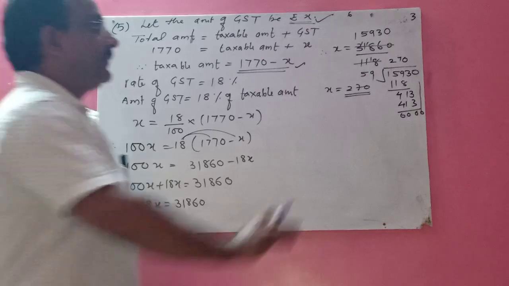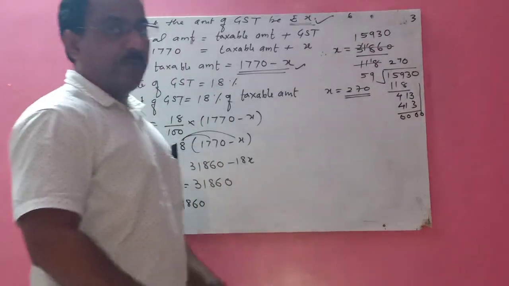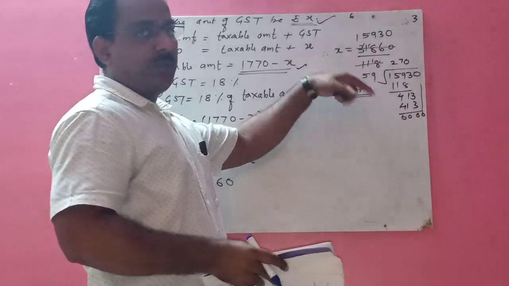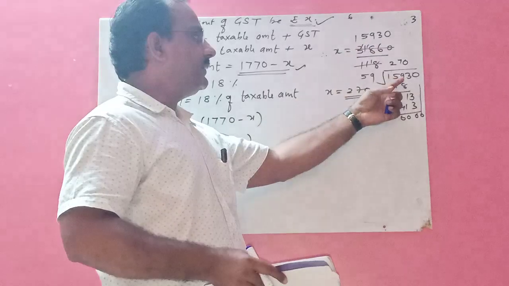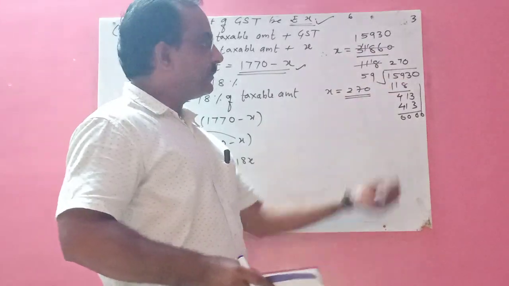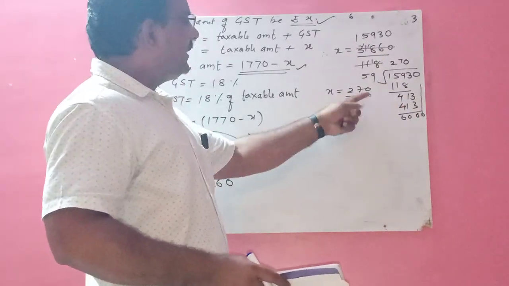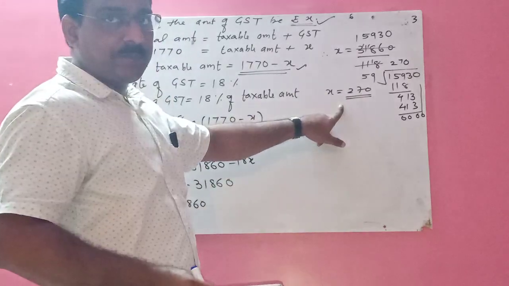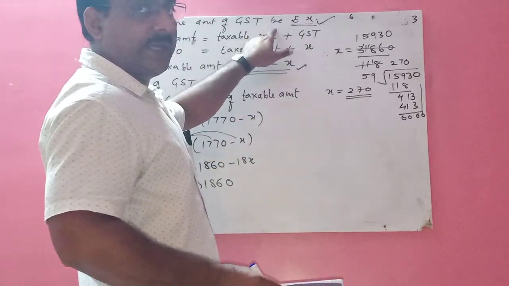Understood, children? This is a very important calculation here. 59 is a prime number, so you should divide this number by 59. See here, I have done this. So X, we got 270. What is X? X is the GST, right?